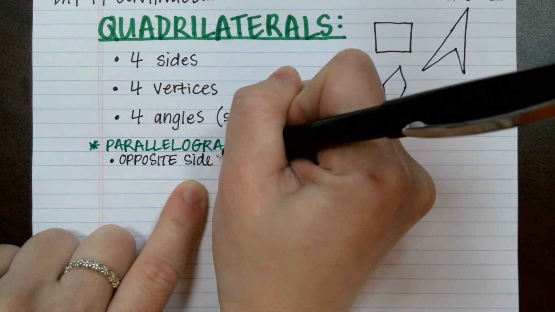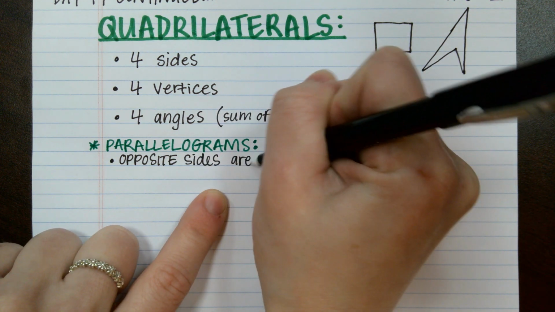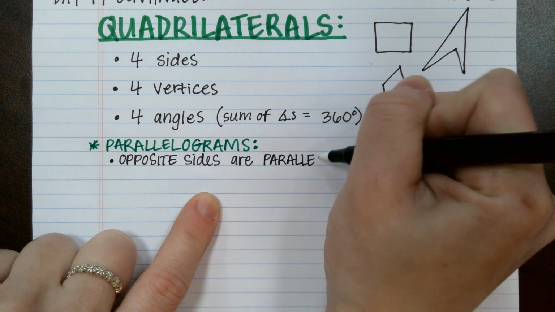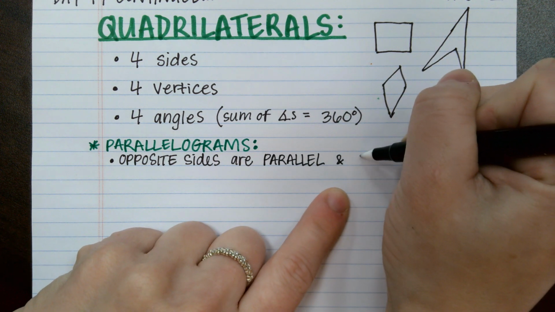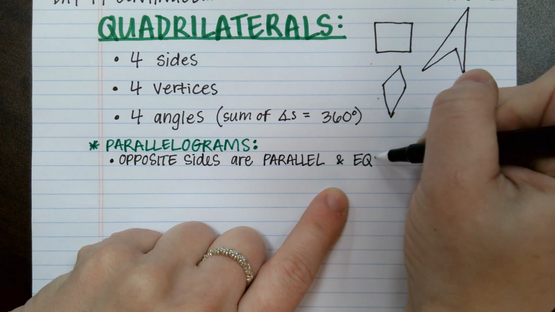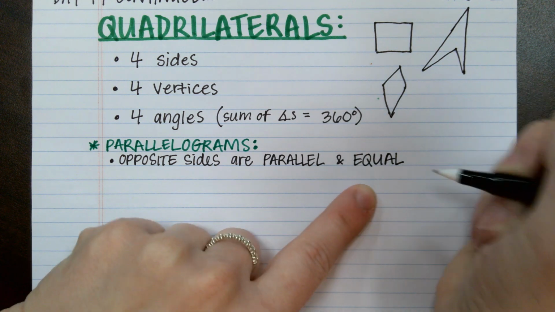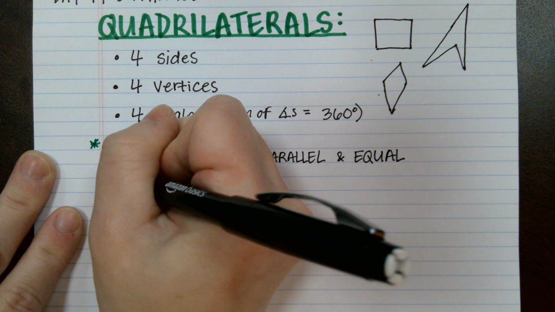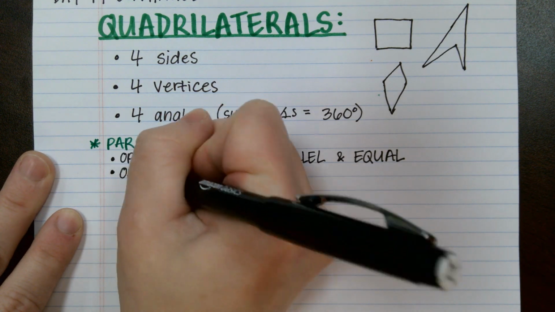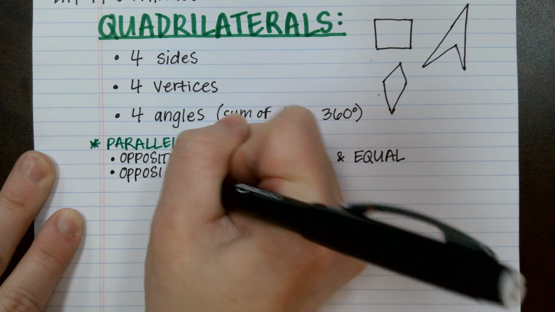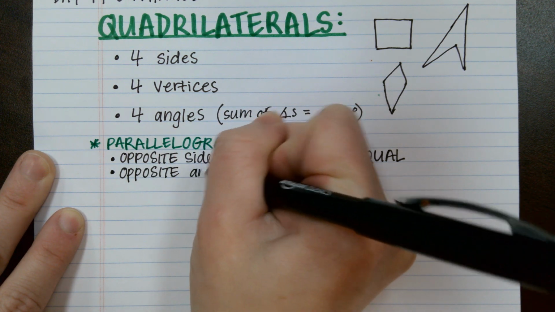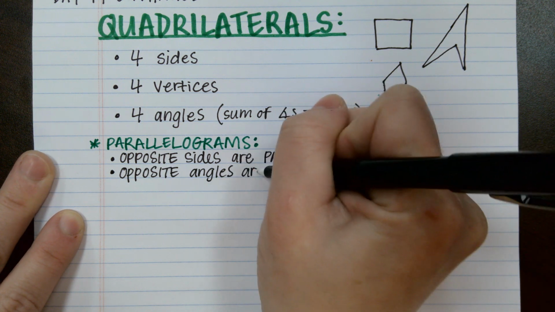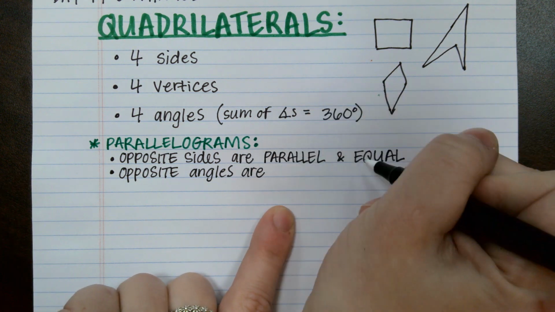Opposite sides are parallel and equal to each other, meaning they're the same length. Then we also know opposite angles are equal. They're the same number of degrees. They're congruent.